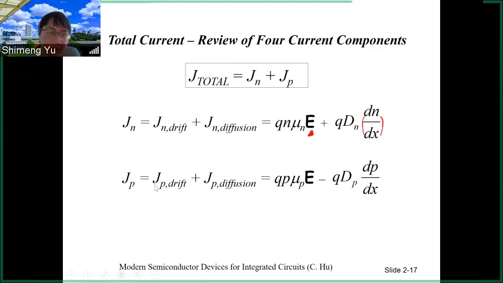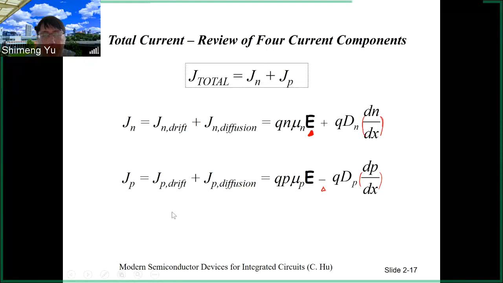And similarly for the hole, you can divide that into two: drift and diffusion. And then here the only difference is this negative sign, as we see in the previous slide. So here this is the total current in the system.